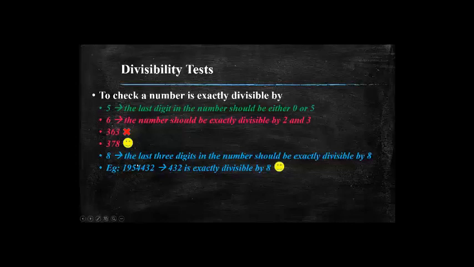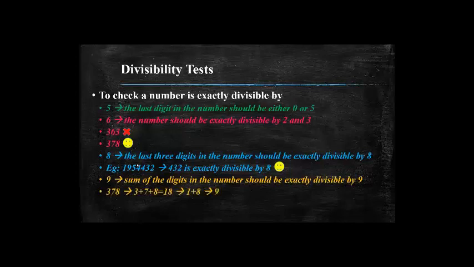For 9, we need to sum all the digits in the number and check whether that sum is exactly divisible by 9. Let's say for example I have the value 378. I sum up the individual digits 3, 7 and 8. 3 plus 7 plus 8 gives me 18, and 1 plus 8 again gives me 9. So this number is exactly divisible by 9.